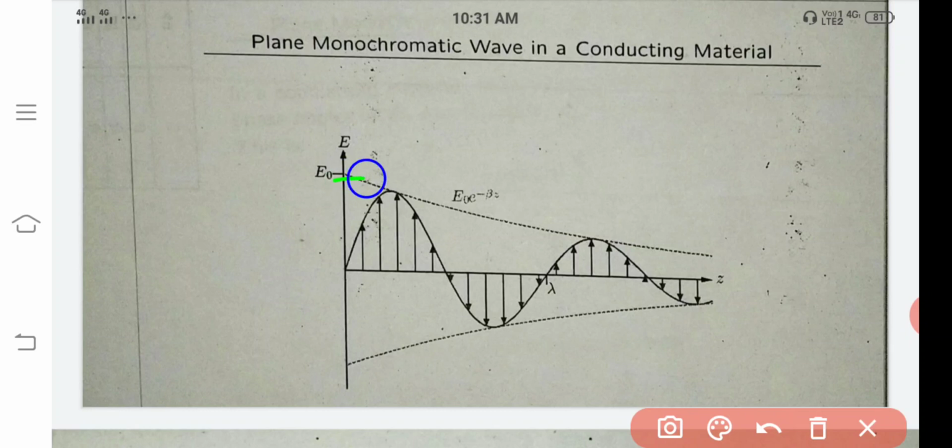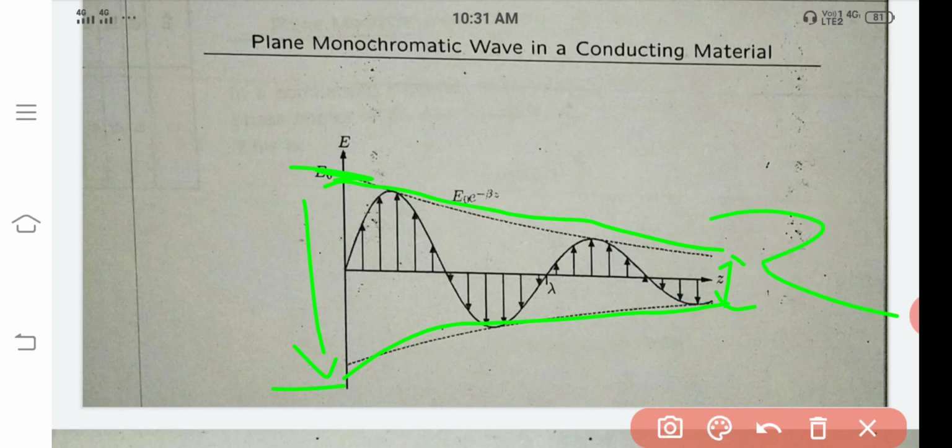The electric field is maximum here and minimum here. So with distance in the z direction in a conducting medium, the electric field of these electromagnetic waves is reduced according to the length.